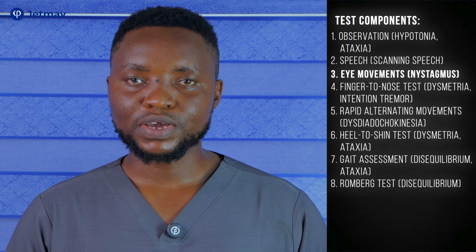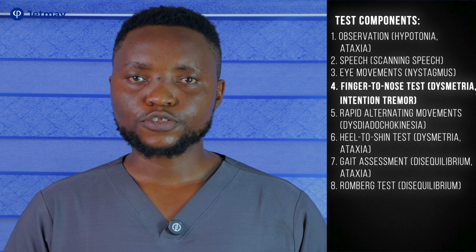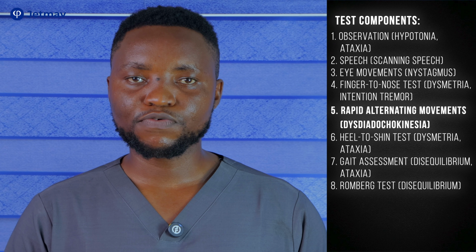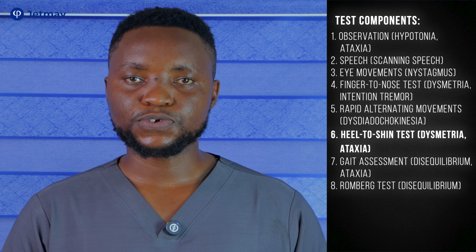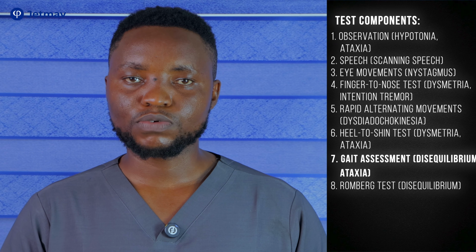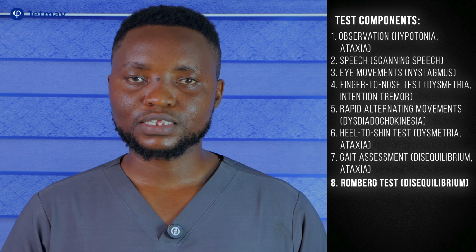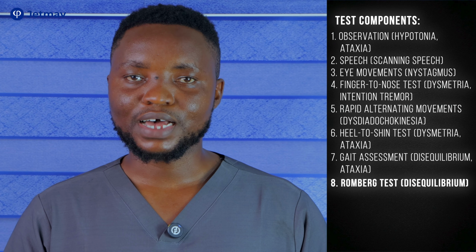Then we have the eye movements, where we'll try to observe for nystagmus. Then we have the finger-to-nose test, where we'll try to observe for dysmetria or intention tremor. Then we have the rapid alternating movement test, where we'll try to check for dysdiadochokinesia. Then we have the heel-to-shin test, where we'll measure the dysmetria and ataxia. Then we'll have gait assessment, where we'll measure disequilibrium and ataxia. Then finally, we'll perform the Romberg test, where we'll try to check for disequilibrium. These are the 8 components of the cerebellar assessment.